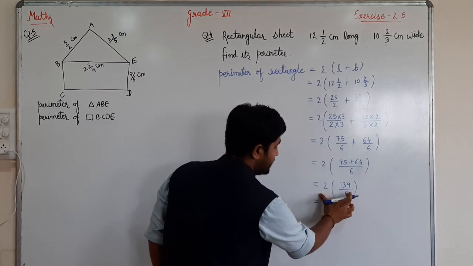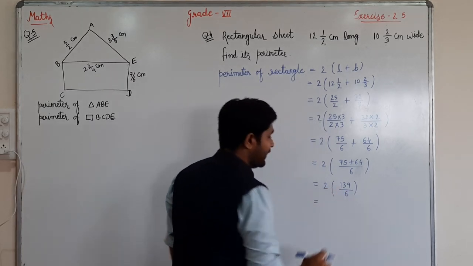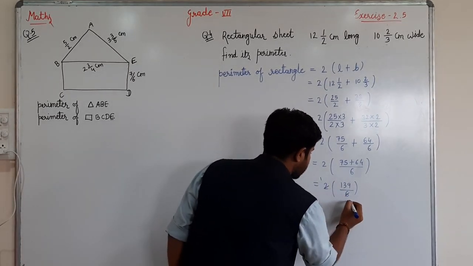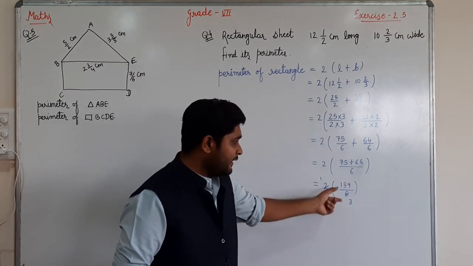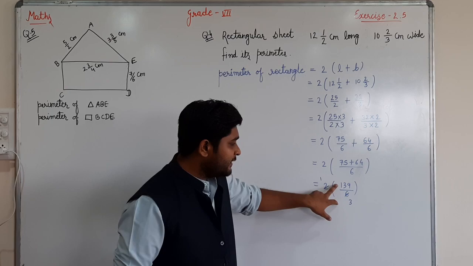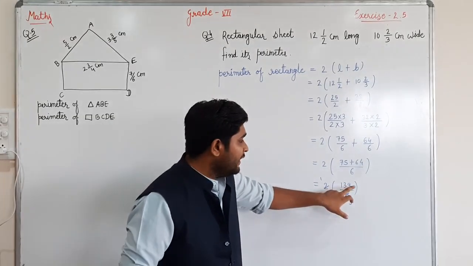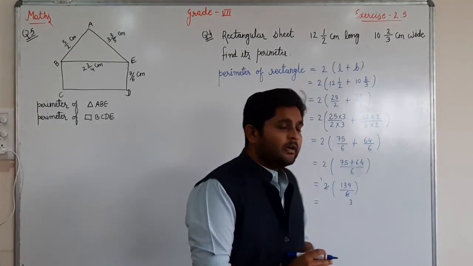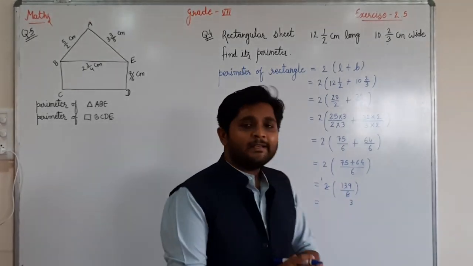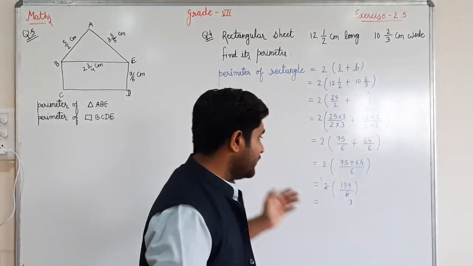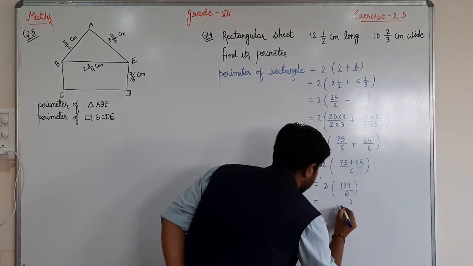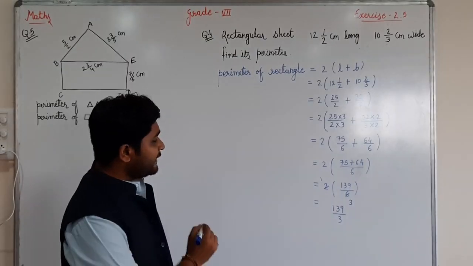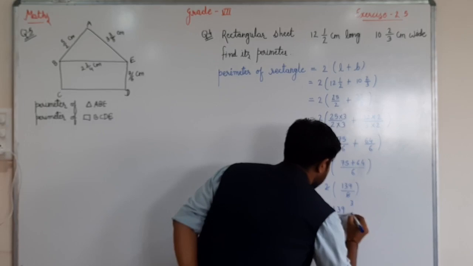Okay friends, now let me solve this. We can cancel these both. These both are in multiplication: 2 multiplied by 139 upon 6. So we can cancel these. 2 ones are 2, 2 threes are 6. So here 3 is there. Now can we divide it by 3 or not? For this, let me see the divisibility rule of 3. 1 plus 3 plus 9 is 13. So we cannot, 139 is not divisible by 3. So 139 upon 3 is our answer. So the perimeter of the rectangle is 139 upon 3 centimeter.